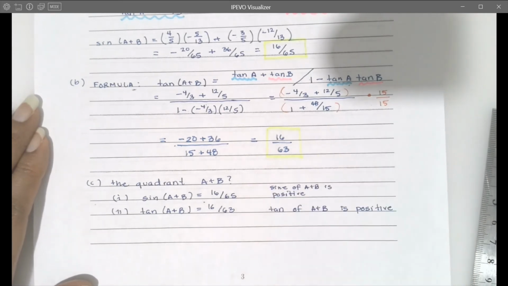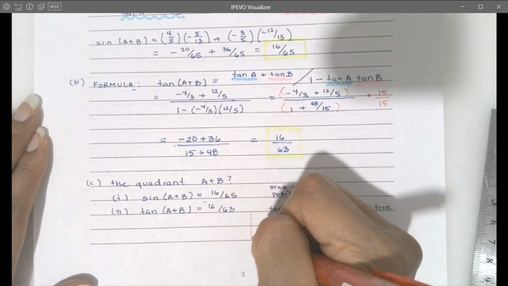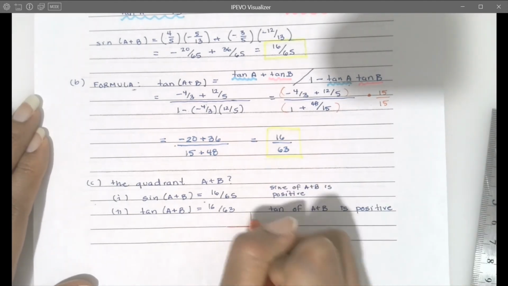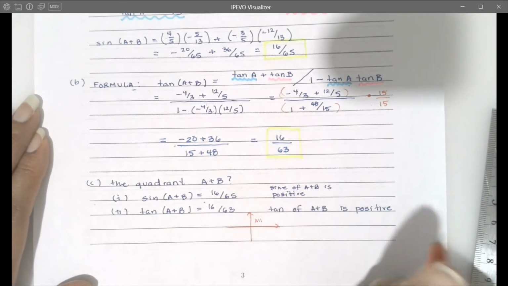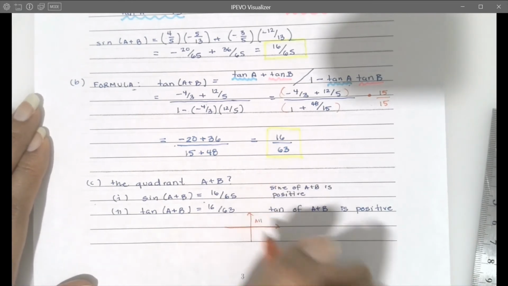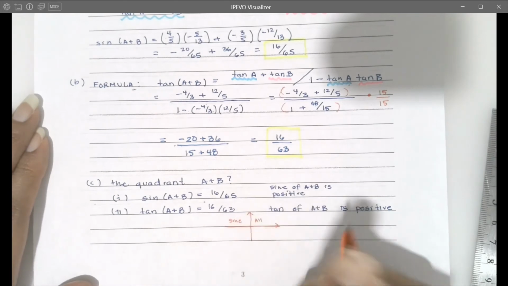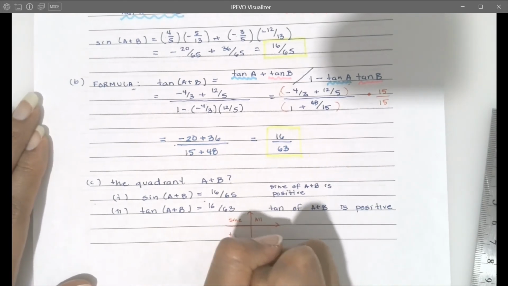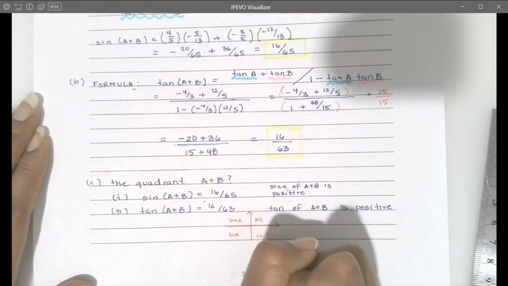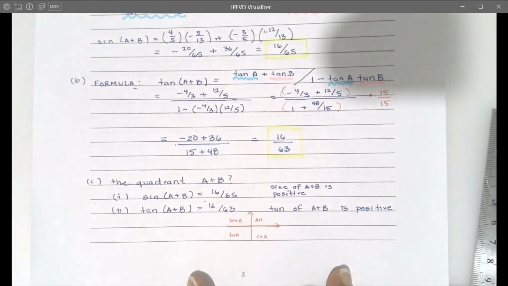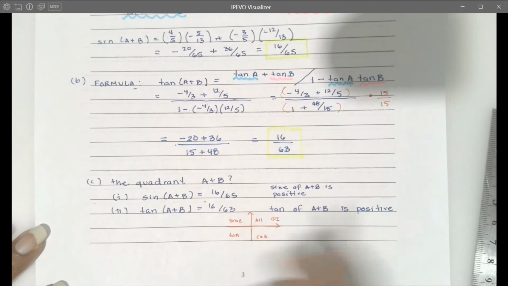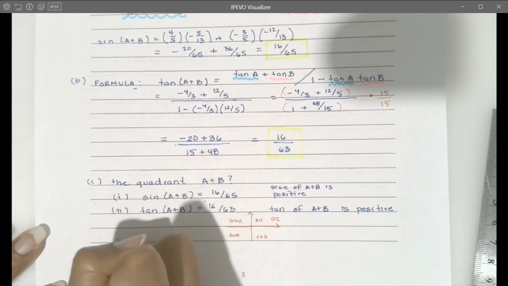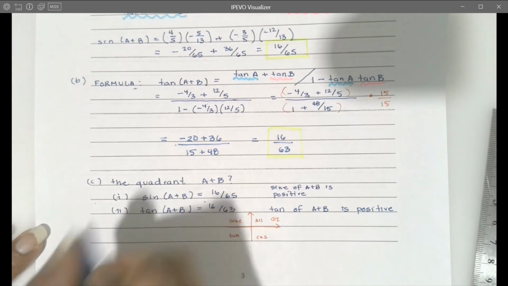If we do a quick diagram, we remember that acronym, all students take calculus. Here, all of the functions are positive. Here, sine is positive. Here, tangent is positive. And here, cosine is positive. So the quadrant in which both sine and tangent will be positive will be quadrant number 1. So that means that A plus B must be in quadrant number 1.